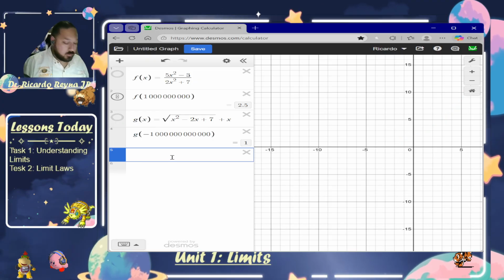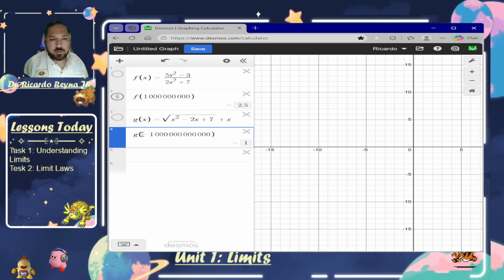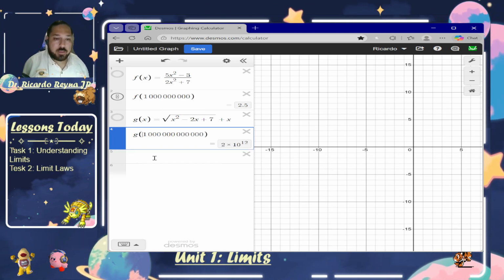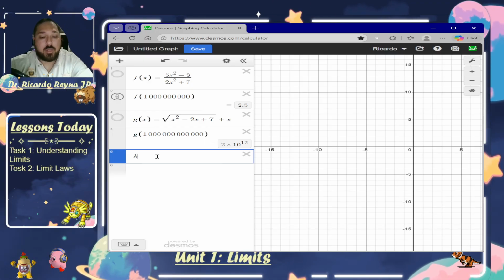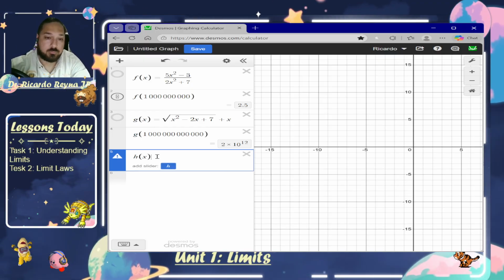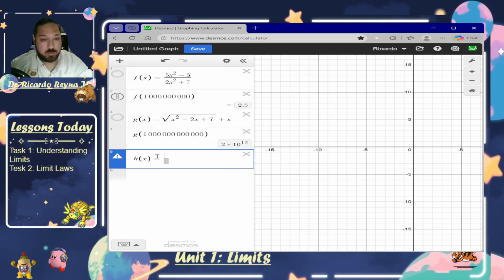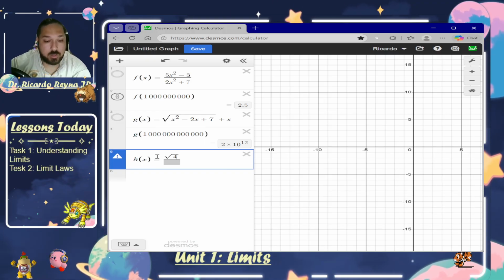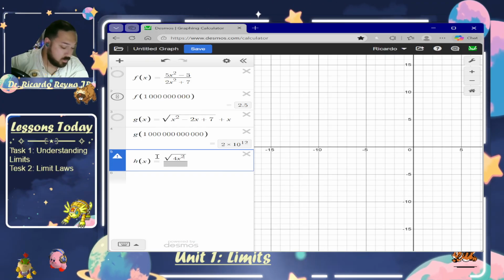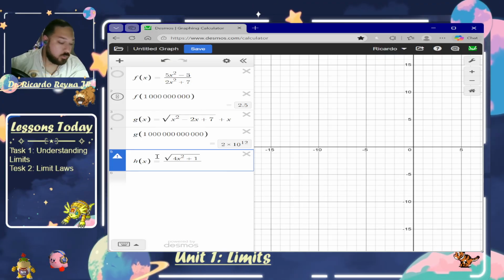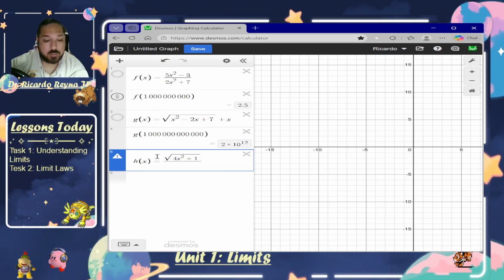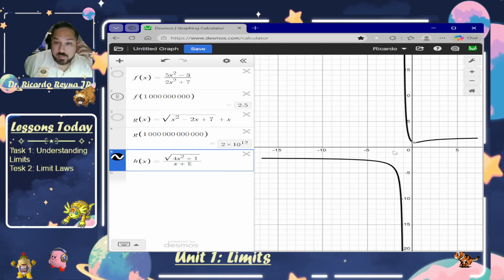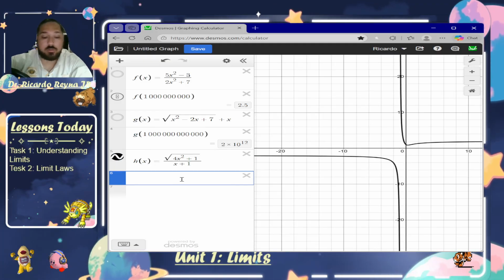Okay, and then oh no, I already showed it for positive, right? That we see that it goes towards infinity. Okay, next, let's do h. Go towards square root of 4x squared plus 1 over x plus 1. We see that this indeed has two horizontal asymptotes.